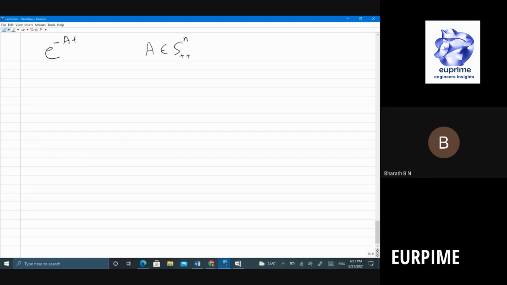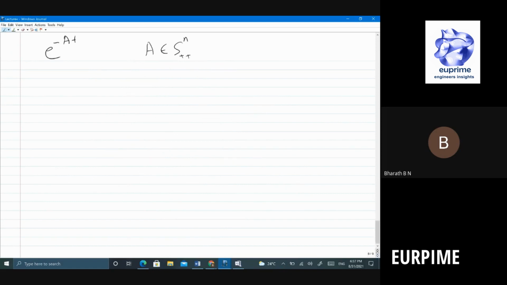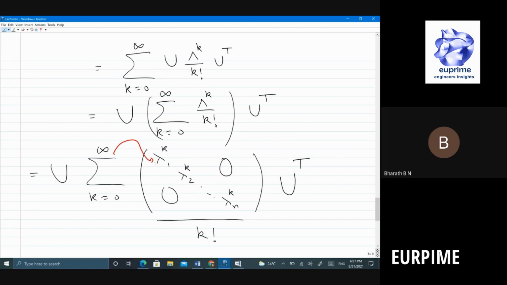This is a matrix, right? e power minus At is a matrix. So what happens to this as t goes to infinity? You should apply this. Instead of lambda 1 power k, you have lambda 1 t whole power k, right? So the diagonal, what do you have? You'll have minus lambda 1. It'll be e power minus lambda 1 power k t power k.